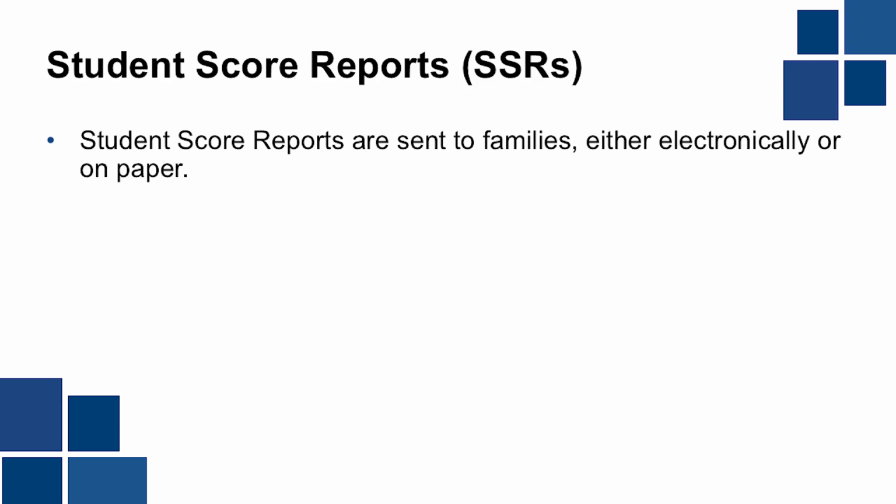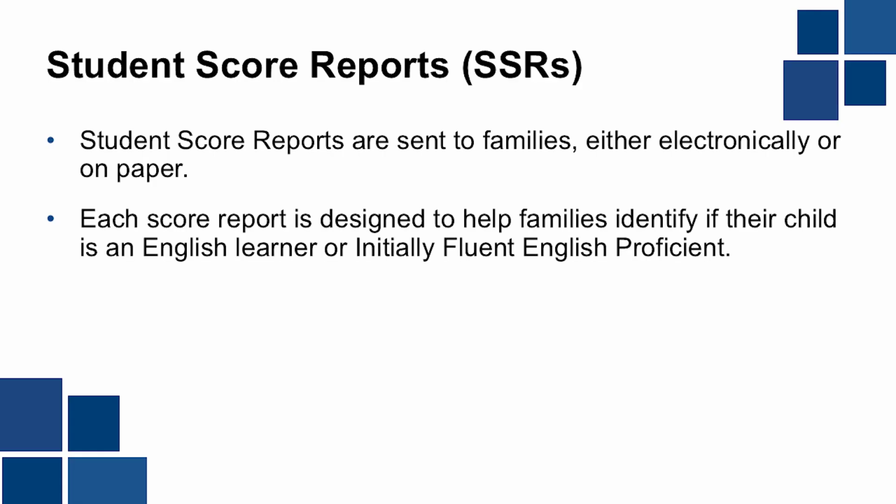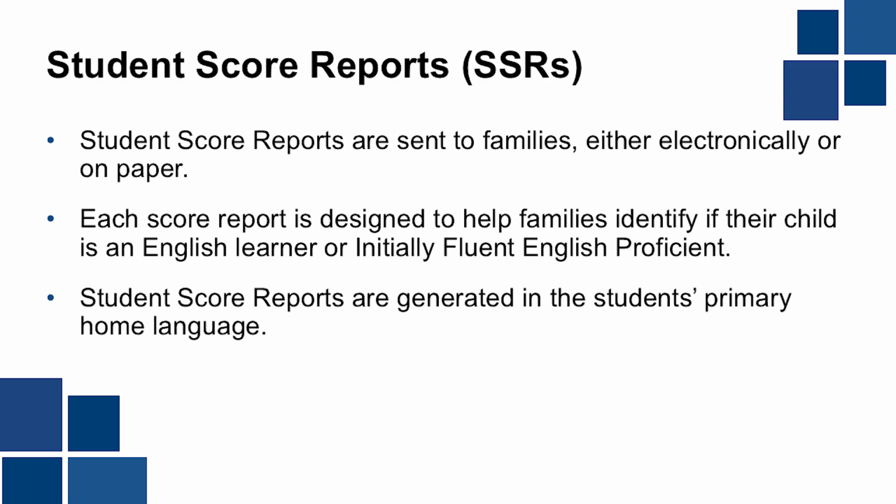Families get access to their student scores through the Student Score Reports, which are sent to families either electronically or on paper. Each score report is designed to help families identify if their child is an English learner or initially fluent English proficient. Identifying students who need help learning in English is important, so students get the support they need to do well in school while receiving instruction in all school subjects. Student score reports are generated in the student's primary home language, and LEAs can request additional languages in the Test Operations Management System, or TOMS.